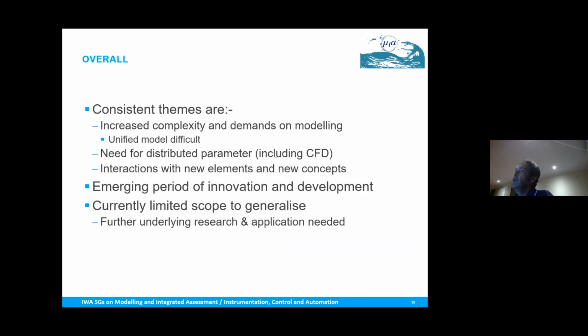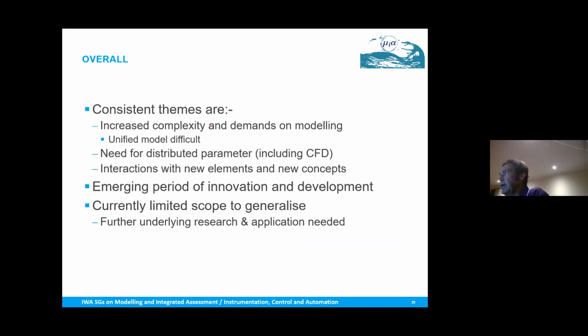Okay, so overall themes are, since we published the ADM1, our increased complexity and demands on modeling. And it's still difficult to generate a unified model. You have to be ready to extend the ADM1 for particular circumstances. There's been a lot more distributed parameter modeling. So modeling lengthwise in plug flow reactors, modeling CFD.